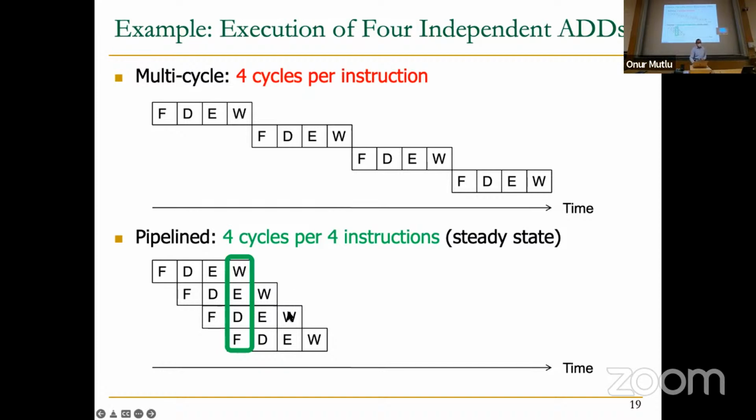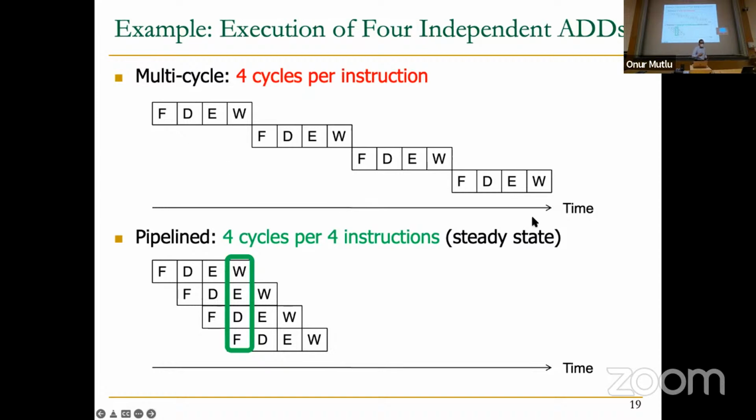If you look at this picture, in 4 cycles you're finishing 4 instructions. Once the pipeline becomes full, you're finishing 1 instruction per cycle, as you can see. This instruction is finished at the end of the cycle. This instruction finished at the end of the cycle. This instruction is at the end of the cycle. So if your pipeline is full, you're much, much faster than a multi-cycle machine. You can count the number over here, 4 plus 7 cycles as opposed to 16 cycles.